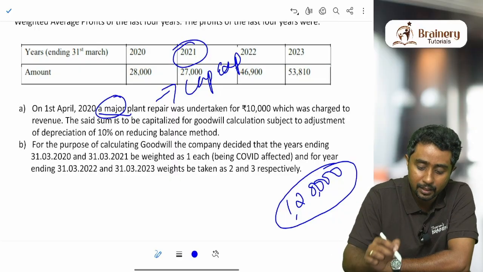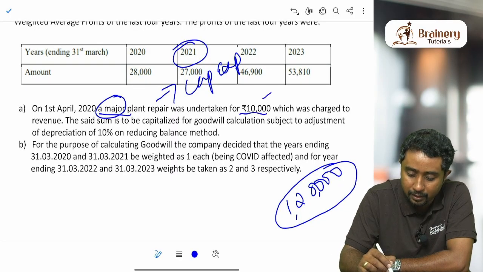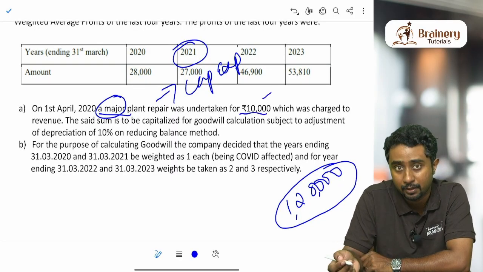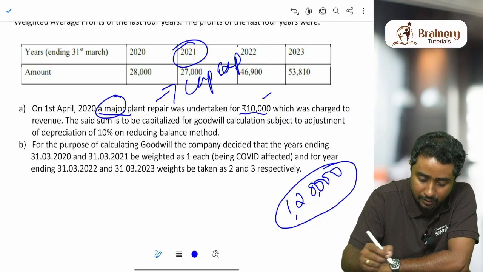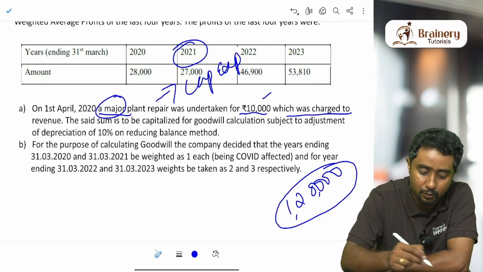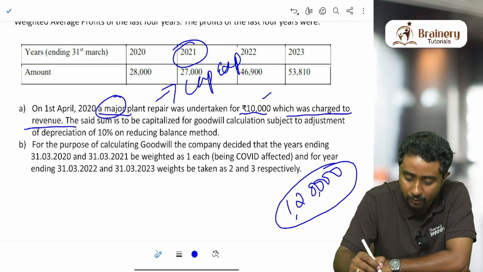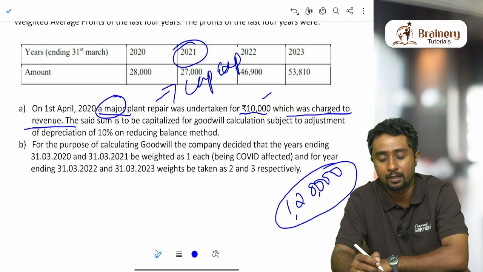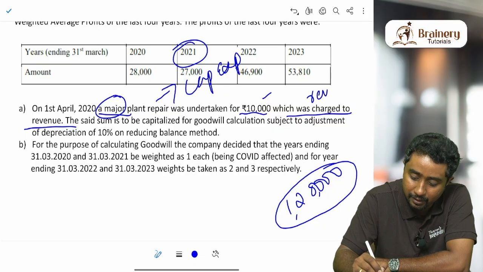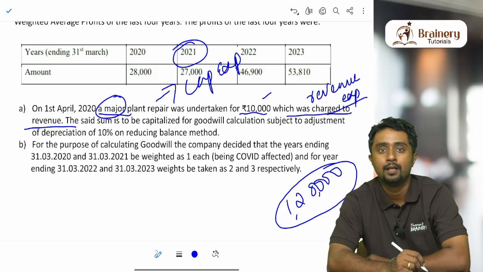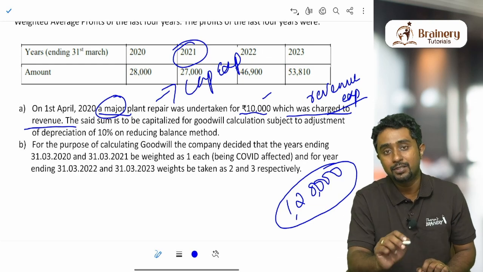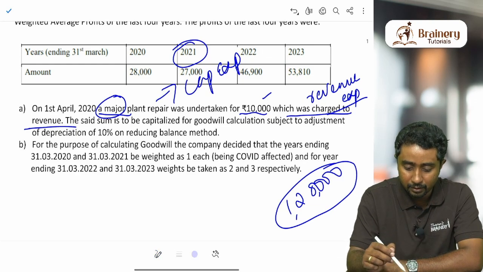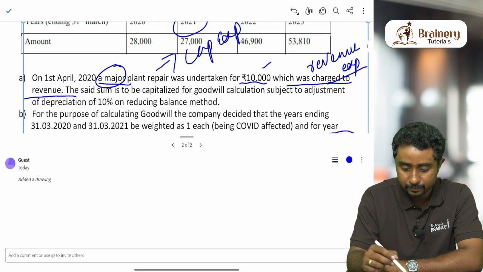Clear? Similarly, here also we were supposed to add this 10,000 to the asset account as a capital expenditure, but instead of that we wrote it as a revenue expenditure. That is the meaning of "was charged to revenue". When you are writing something as an expense in the profit and loss account, you are taking it as a revenue expenditure. So that is the mistake that we did. So we have to reverse it. From which year do we have to reverse it? We have to reverse it from 2020.